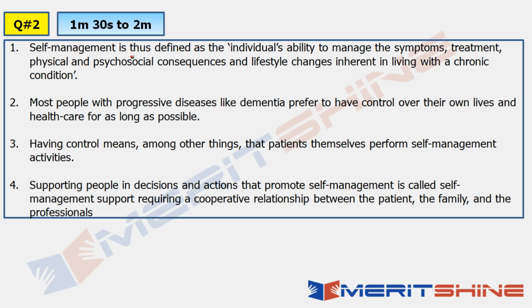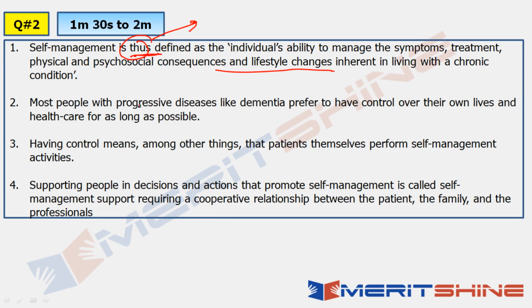Self-management is thus defined. Now, when you say 'thus defined', there has to be something before it. So, with 'is thus defined', 1 cannot be the first sentence at all. But still, we will read the sentence so that we have an identification of what it is talking about. Is thus defined as the individual's ability to manage the symptoms, treatment, physical and psychosocial consequences and lifestyle changes inherent in living with a chronic condition. So, they are talking about when people live in very bad condition, how they manage themselves. So, that's how they are defining self-management. Okay, we will keep that in mind.